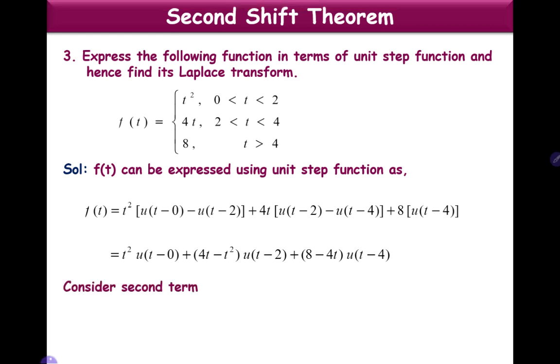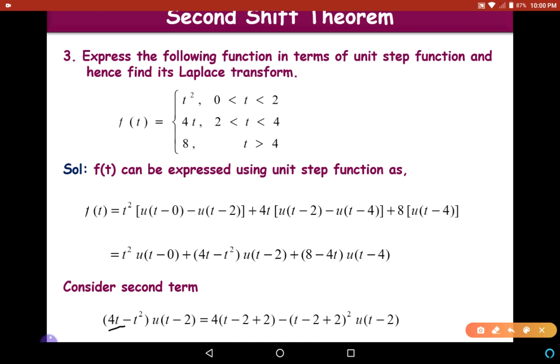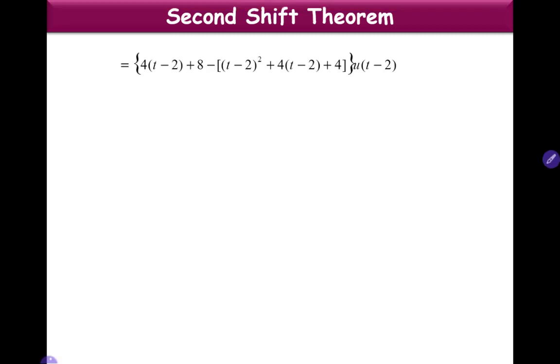So consider the second term, which is 4t minus t square into u of t minus 2. To write in terms of t minus 2, whenever there is t, I add and subtract 2. So here I have 4t. I write it as 4 into t minus 2 plus 2. Minus, I have t square here. I write it as t minus 2 plus 2 whole square into u of t minus 2. That gives 4 into t minus 2 plus 8, plus expanding this whole square here.